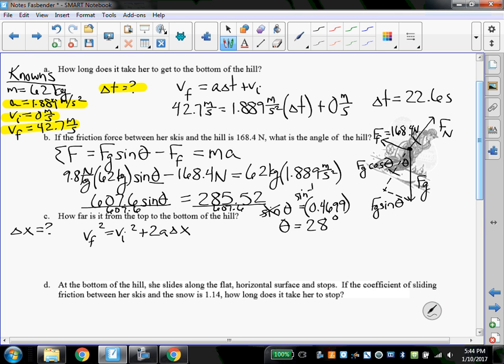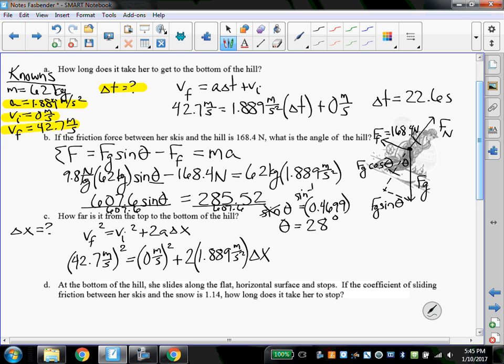Our final velocity is 42.7 meters per second. We'll square that. Our initial velocity is 0 meters per second. Our acceleration is 1.889 meters per second squared, and then we need to solve for that lovely delta x.